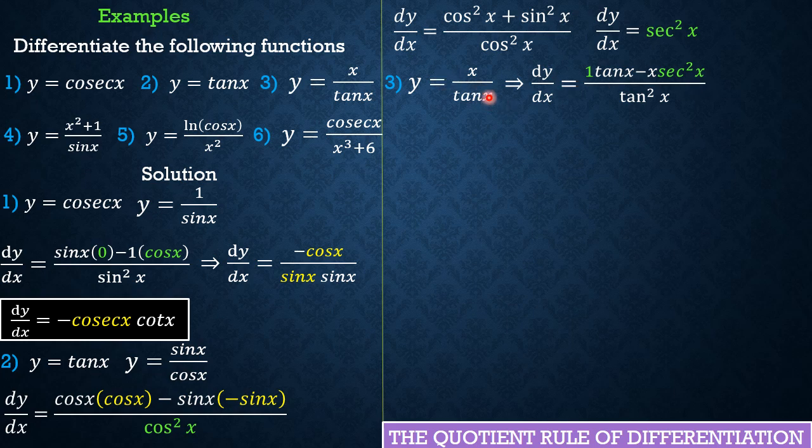All that over the bottom square. The bottom is tan x, so we square that, you have tan squared x. Guys, if you simplify just a bit, though you are not expected to simplify, by just clearing off that one, we are going to have our answer to be tan x minus x sec squared x over tan squared x squared. That's it, guys. That's it.